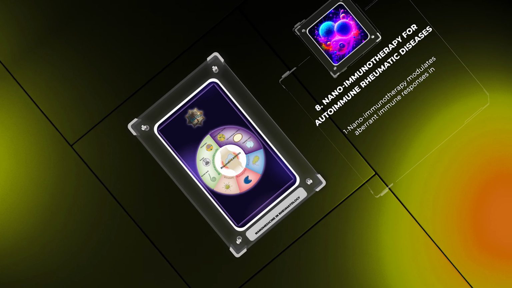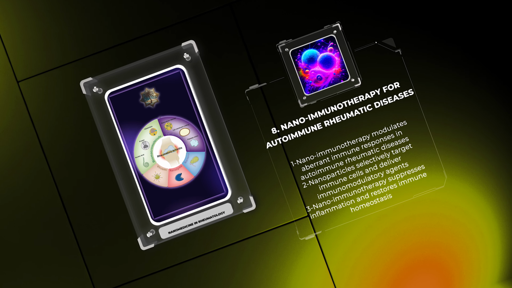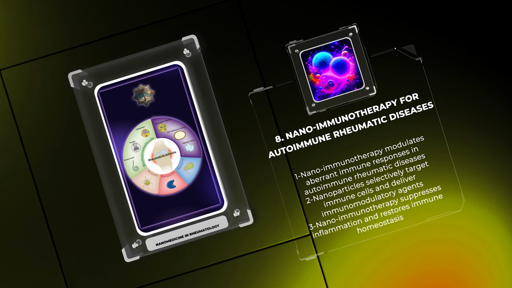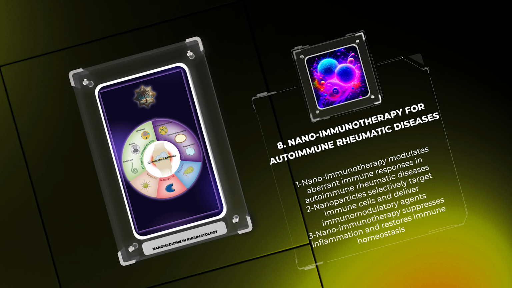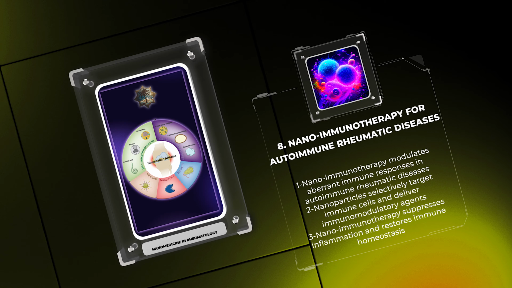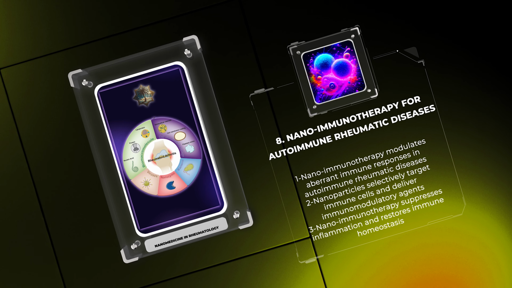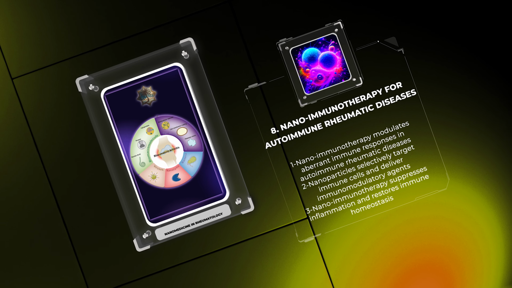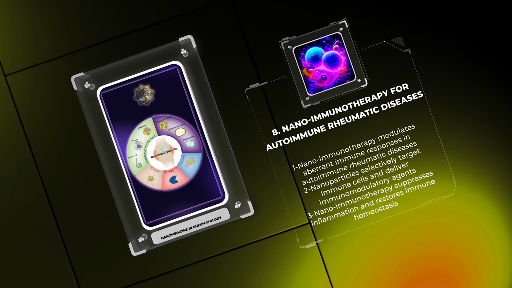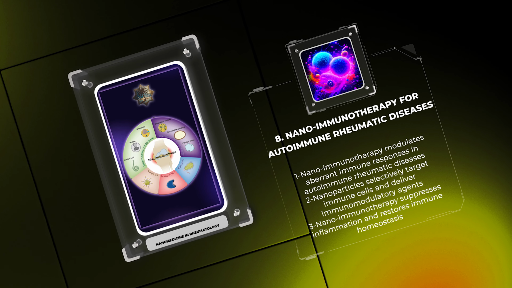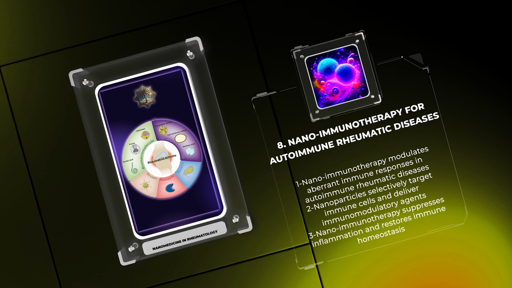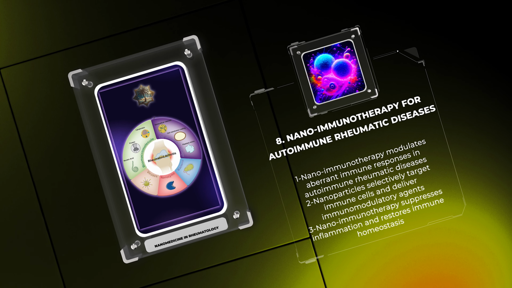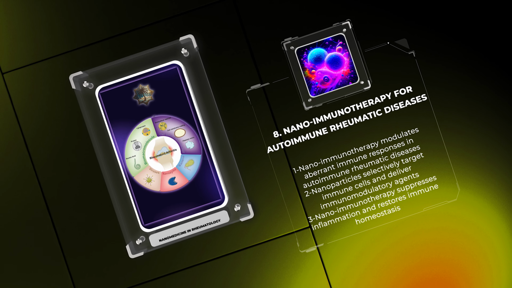Autoimmune rheumatic diseases, including systemic lupus erythematosus and Sjögren's syndrome, result from dysregulated immune responses targeting self-tissues. Nanoimmunotherapy offers a unique approach to modulate aberrant immune responses and restore immune homeostasis. Nanoparticles can be engineered to selectively target immune cells involved in autoimmune reactions. These nanoparticles can deliver immunomodulatory agents, such as cytokines or immune checkpoint inhibitors, directly to the affected tissues. By regulating immune cell function and suppressing inflammation, nanoimmunotherapy holds promise for managing autoimmune rheumatic diseases and improving patient outcomes.